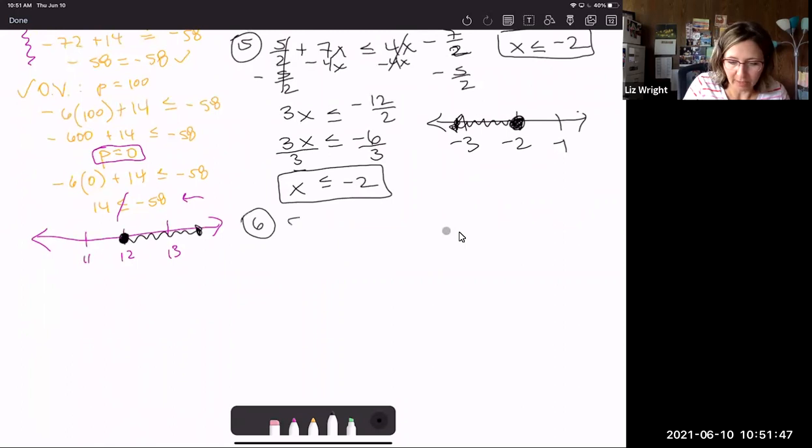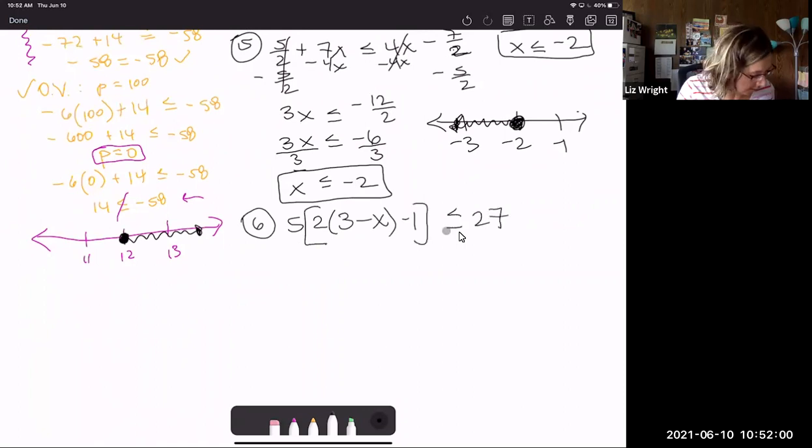So this time we've got 5 times this quantity of 2 times 3 minus x minus 1. And that is going to be less than or equal to 27. All right. This one, you should be getting x is greater than or equal to negative 1/5. X is greater than or equal to negative 1/5 is what you should be getting. So pause the video again, see if you can get that on your own.